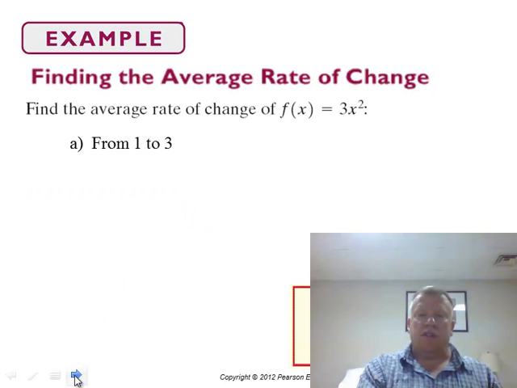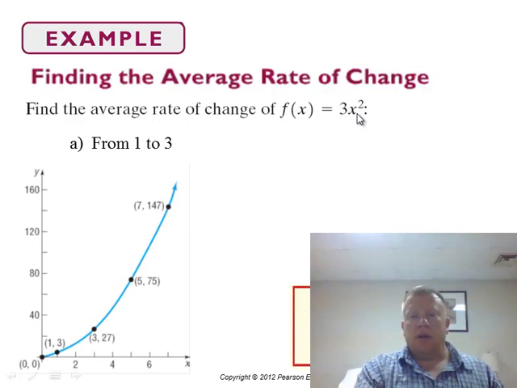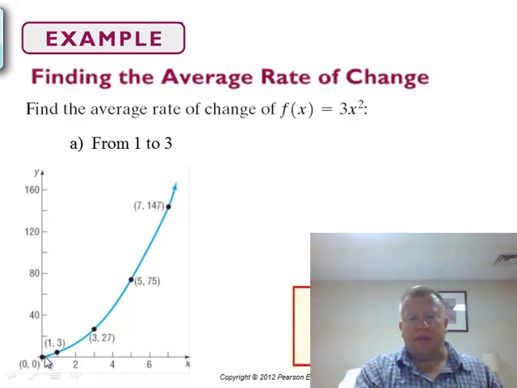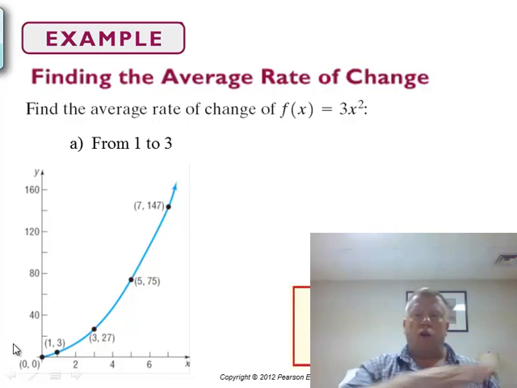So let's do an example here. Suppose that we've got the function 3x squared. Here's a graph of 3x squared right here, starting off at x equals 0 and going to the right. We could go to the left, but it would just be going back up again in the opposite direction.